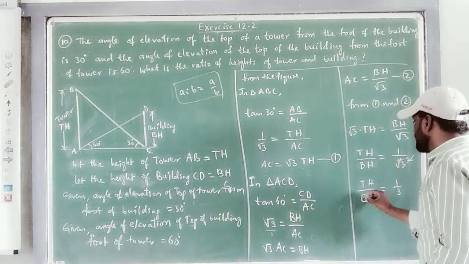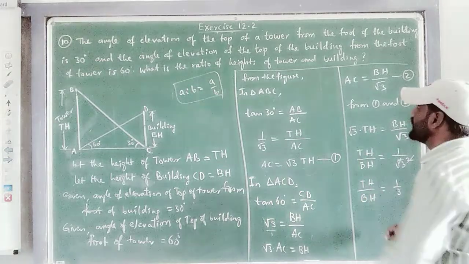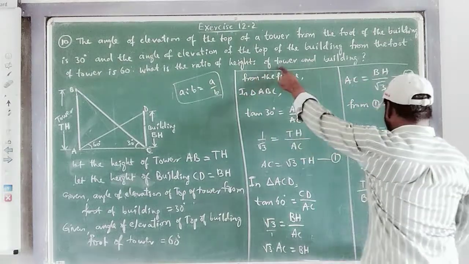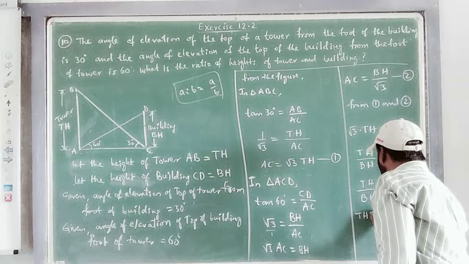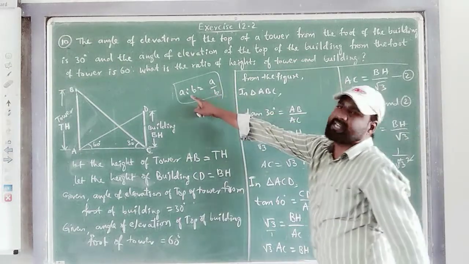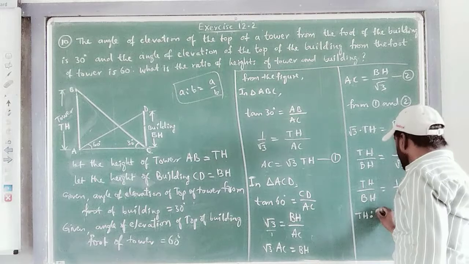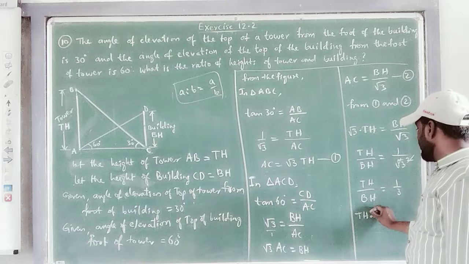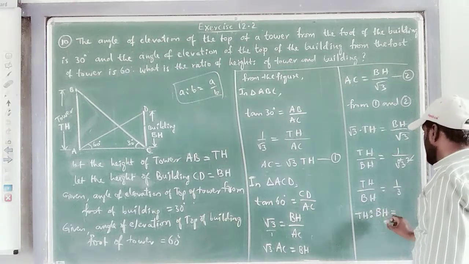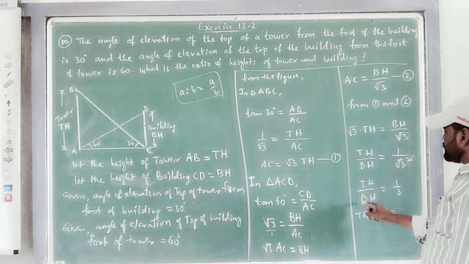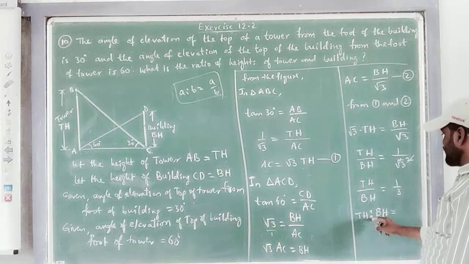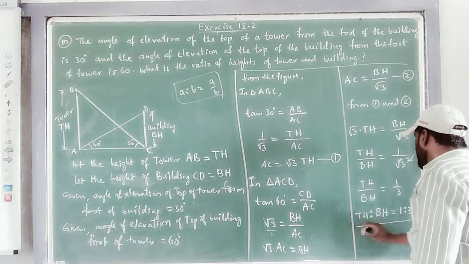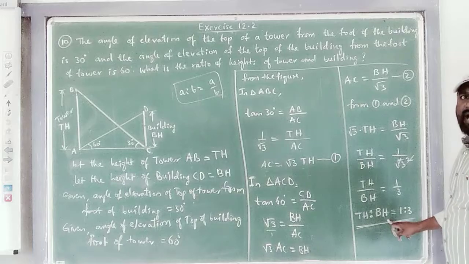But what is TH? Tower height. What is BH? Building height. What am I asking? What is the ratio of heights of tower and building? Which is first? Tower height. So A by B can be written as A is to B. So TH by BH can be written as TH is to BH. Tower height is to building height. So this is the ratio of tower height and building height. So 1 by 3 can be written as 1 is to 3. This is the ratio of tower height and building height.